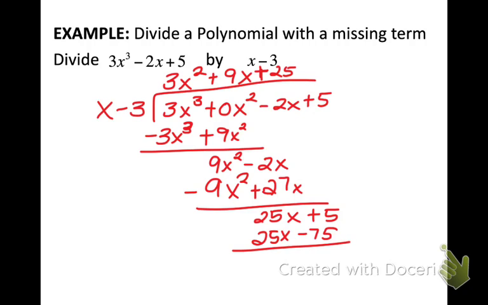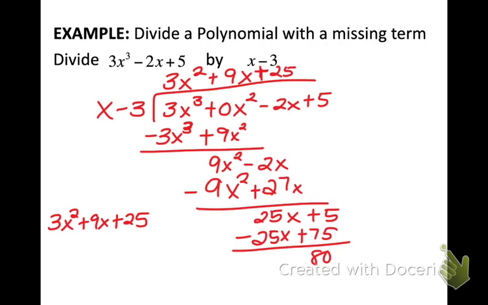So what's my remainder going to be? Change, change. So 80 is our remainder. So then how do we write that as our answer? So my answer right now is 3x squared plus 9x plus 25. But we can't just put R80 because we're in advanced algebra, not elementary school.